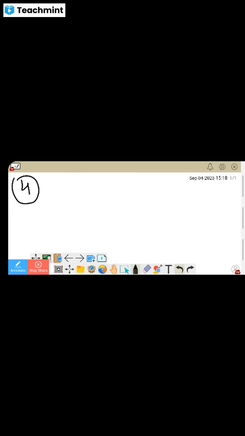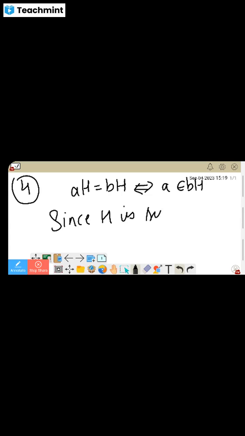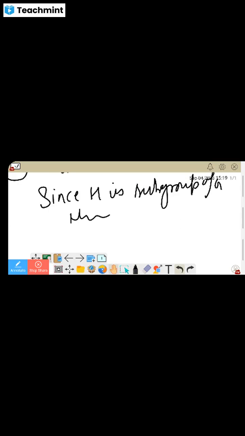AH is equal to BH if and only if A belongs to BH. Since H is a subgroup of G, then E must belong to H. This is the initial condition to be a subgroup.